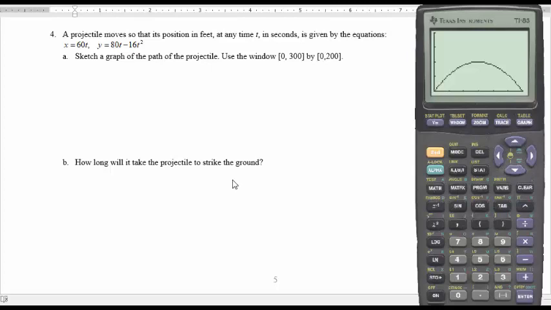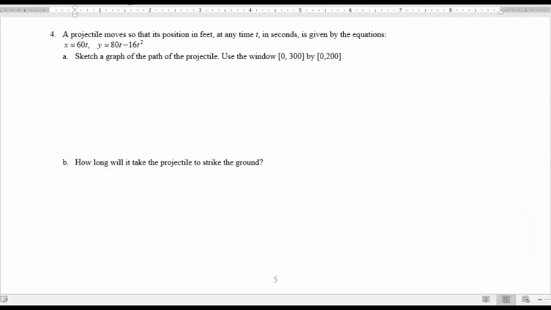So how long will it take for the projectile to strike the ground? Well, we can use the calculator for this, or we can realize, hey, well, this thing is going to strike the ground.